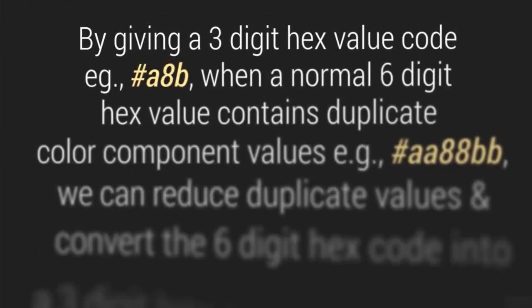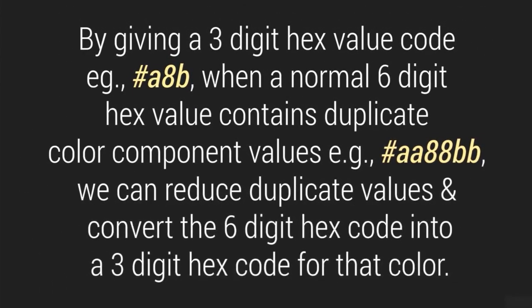By giving a 3-digit hex value code for colors, that is, when a normal 6-digit hex value contains duplicate color component values, we can reduce those duplicate values and convert the 6-digit hex code into a 3-digit hex code for that color. And this does not affect the color, that is, the color will remain the same.